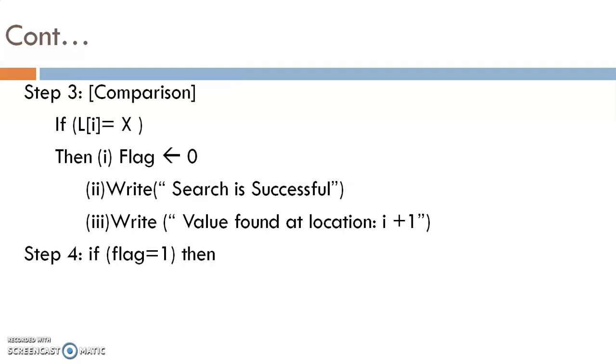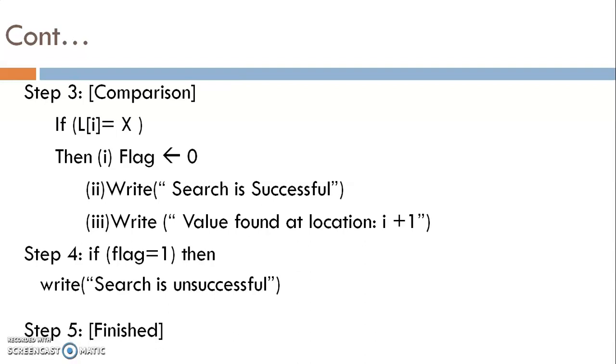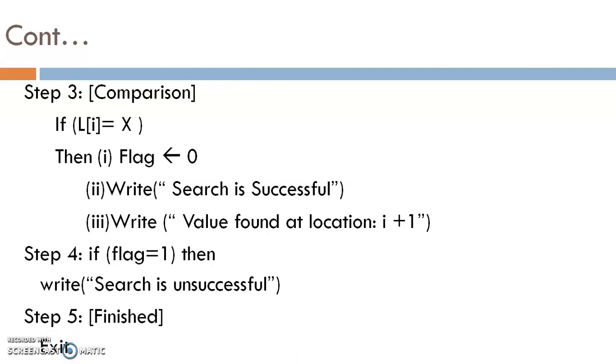If all elements are compared with the searching element but the searching element is not found, then we cannot go through step number 3. So the value of variable flag is not changed. In that case, if flag equal to 1, then write search is unsuccessful, and the last step is finished and exit. Now see the practical of linear search.